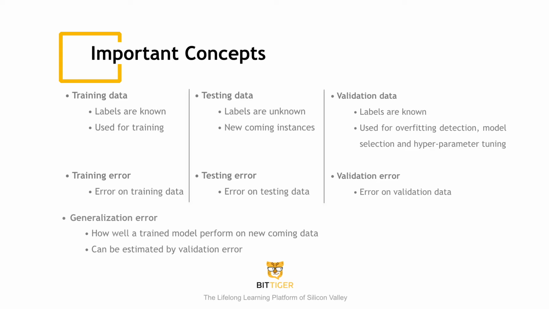Testing data is the data used for testing a trained machine learning model. Labels of all instances in testing data are unknown beforehand. Error of a trained machine learning model on testing data is called a testing error.